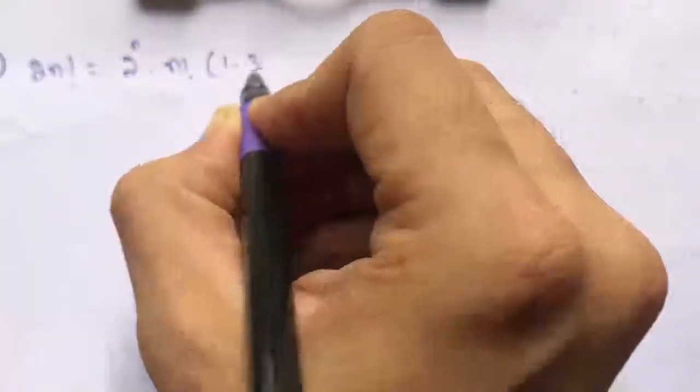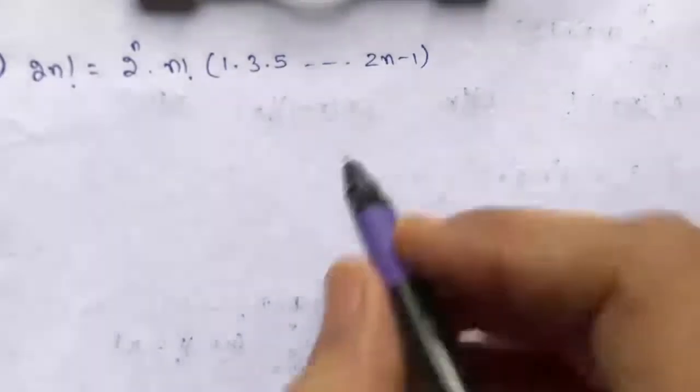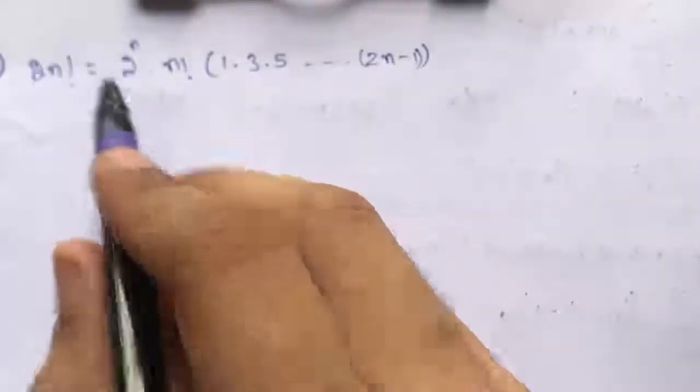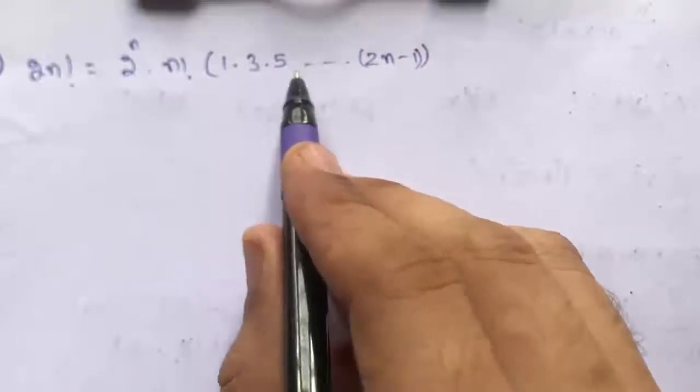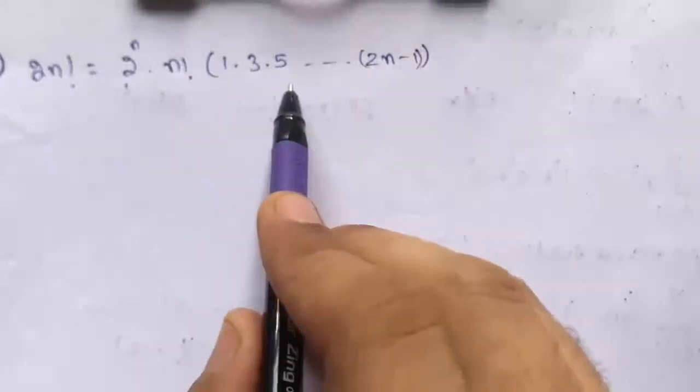Hope you guys remember that property, that 2n factorial will be equal to 2 raised to the power n into n factorial into 1, 3, 5, ..., 2n minus 1. Okay, so this was the case. From here we can see this 2 raised to the power n means this is an even number, and 1 into 3 into 5, the product of all odd numbers, will also be an odd number. So this is an even number, this is an odd number.